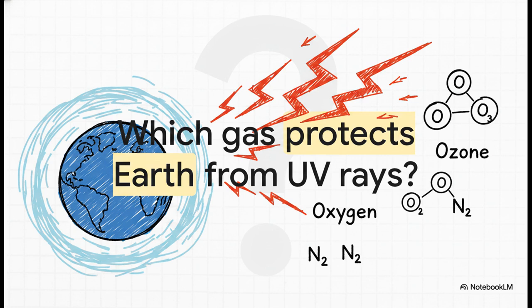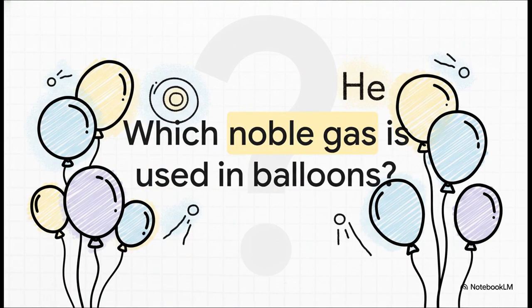Pop quiz 3. Which gas protects Earth from harmful UV rays? Is it A, oxygen, B, nitrogen, C, ozone, or D, hydrogen? Now, while oxygen is obviously great for our lungs, it's actually its allotrope C, ozone, or O3 from group 16, that acts as our critical atmospheric shield. Almost done. Pop quiz 4. Which noble gas is used in balloons? Is it A, neon, B, helium, C, xenon, or D, radon? Think back to our little 1s2 imposter. The extremely lightweight answer here is B, helium.